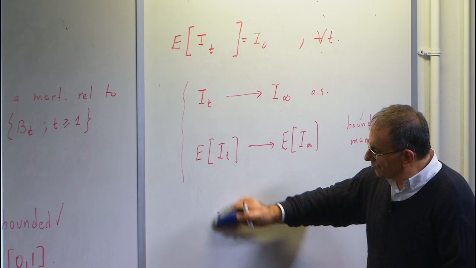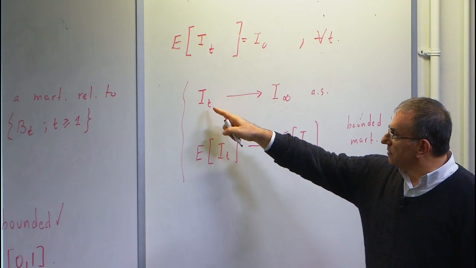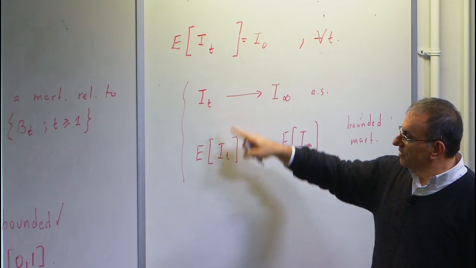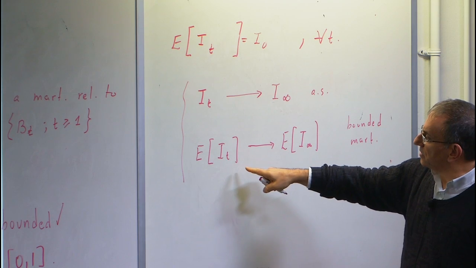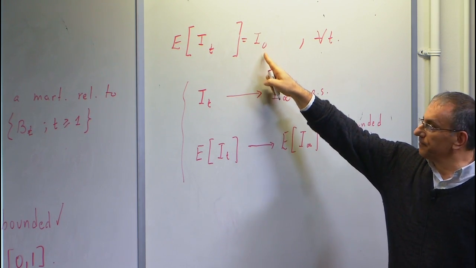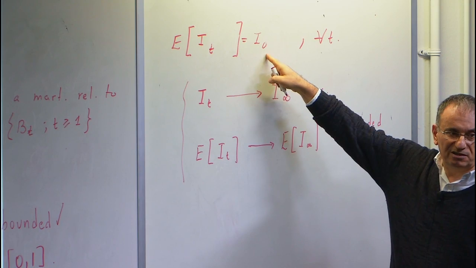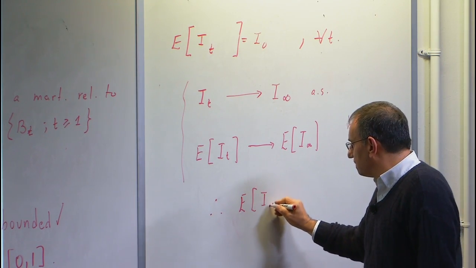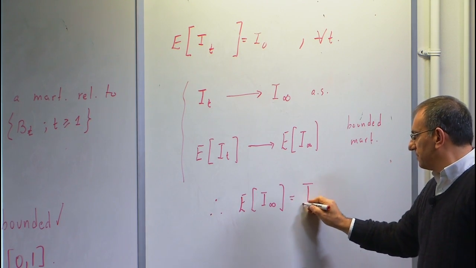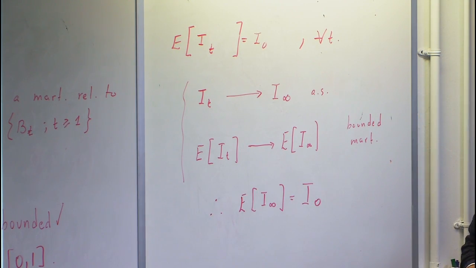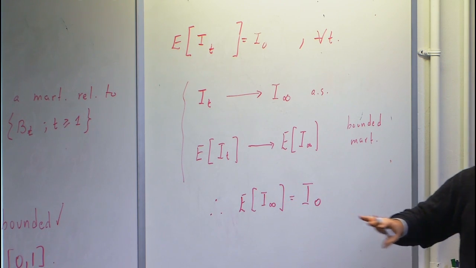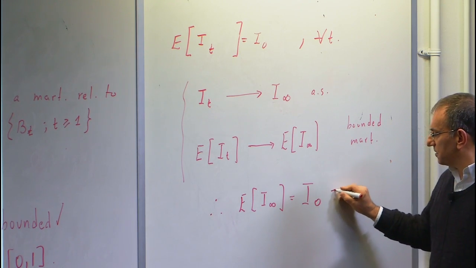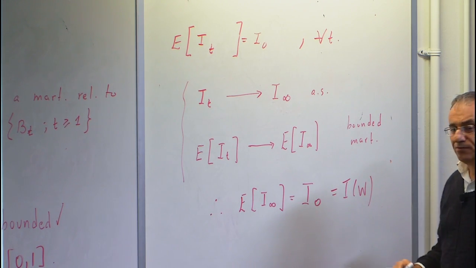okay, so let's first put these two facts together. Expectation of I_t is equal to I0. Expectation of I_t is not moving around, it is just staying at I0. Therefore the limit is also I0. Therefore, the expectation of I infinity is equal to I0. This limit random variable, I don't know what its distribution is, but it has expectation equal to the original channel capacity, I of W.